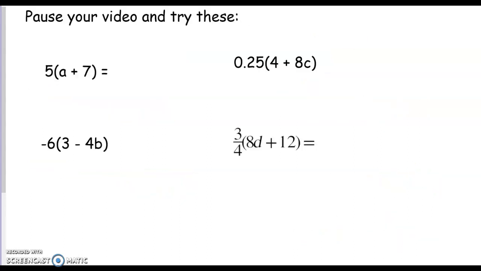Okay, now I want you to pause your video and try these 4 problems, and then come back after you've tried them and check your work.